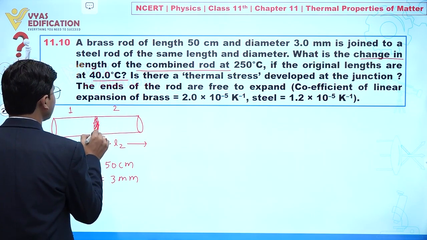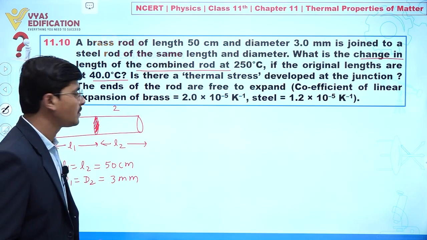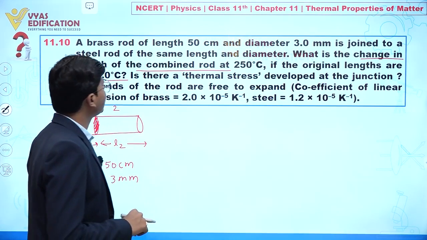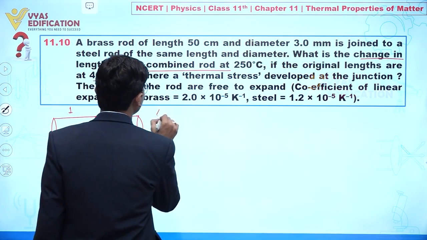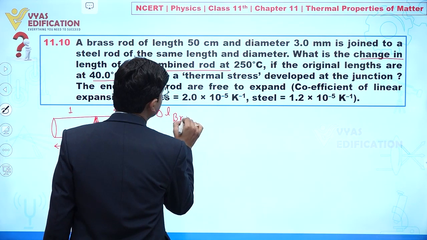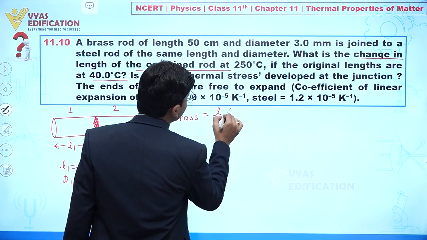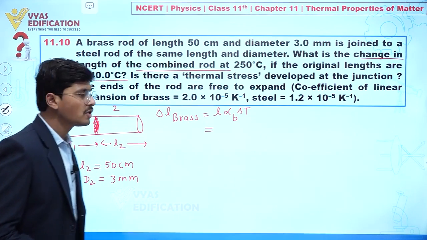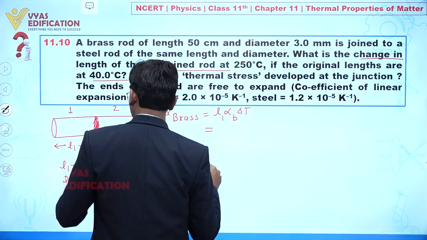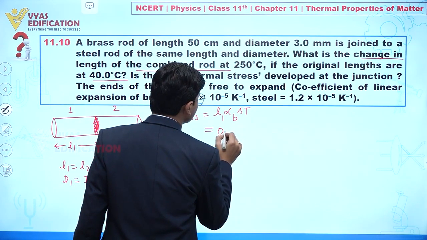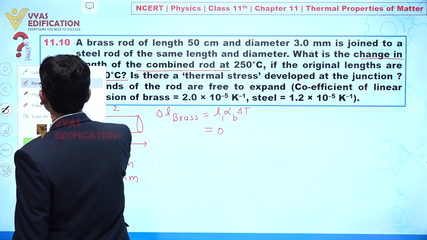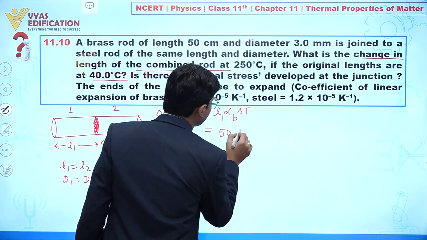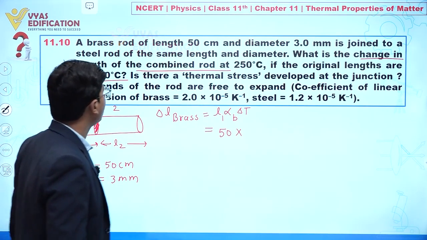So how can we calculate thermal stress? That is very, very important, clear? So first of all, let's calculate the change in length of the combined rod. First of all, we find the change in length of brass rod, and this should be equal to L alpha for brass delta T. The length is L1, so 50 cm. Directly I am writing this value in terms of centimeter only, clear? So let's suppose this is 50 multiplied by the value of alpha of brass.